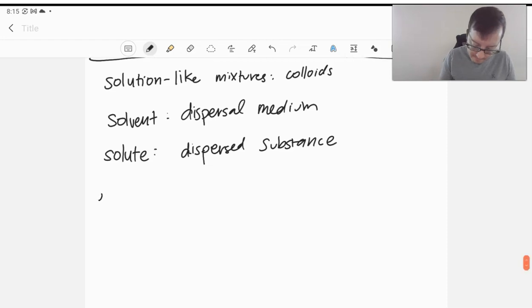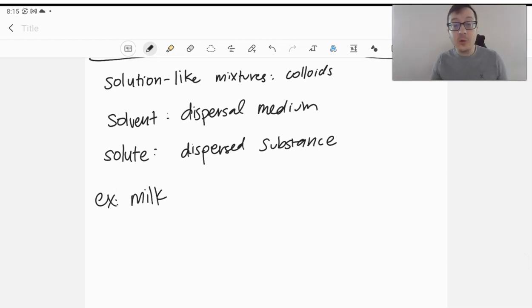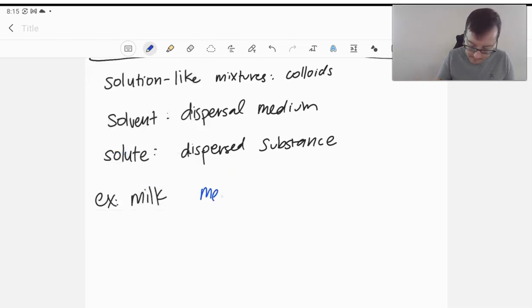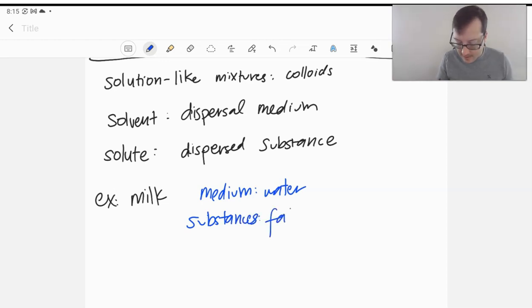For example, milk. Milk is a colloid. It is a not quite solution, but something a little bit different, where we have fat particles and proteins dispersed throughout water. So in this case, we're going to have our dispersal medium be water, and then the dispersed substances, particles, would be fats and proteins.